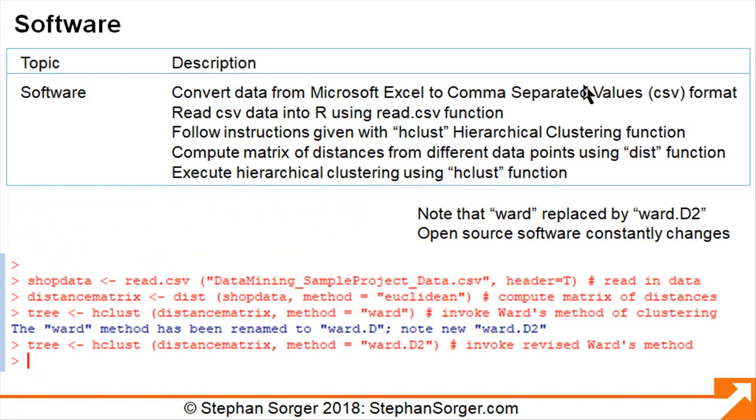To execute Ward's method, we follow the instructions given in the hclust hierarchical clustering help file. To do so, we read in the data, we calculate the distance matrix, and we develop the hierarchical tree. Note that the Ward function was replaced by ward.d2. This type of replacement is common with open source software, where software gets updated as needed. Again, not every organization will need to see this level of detail.